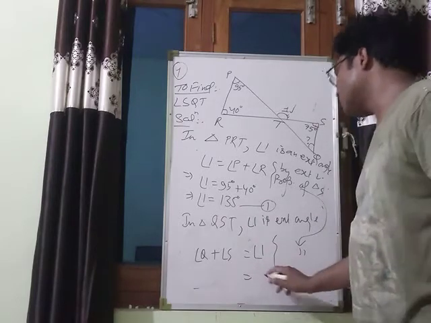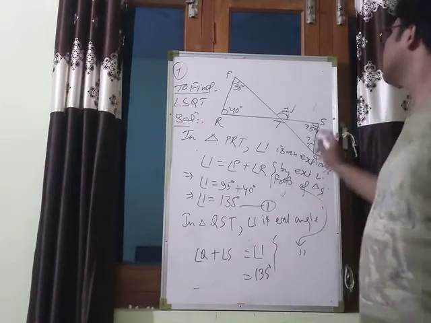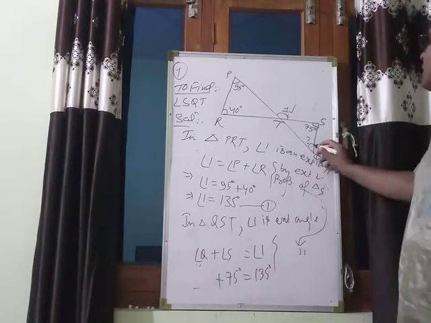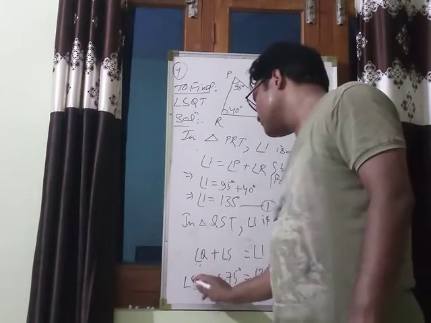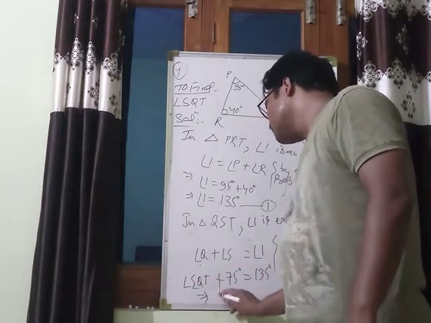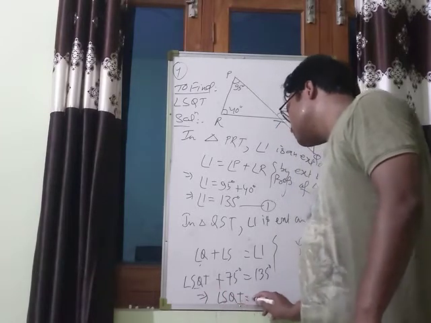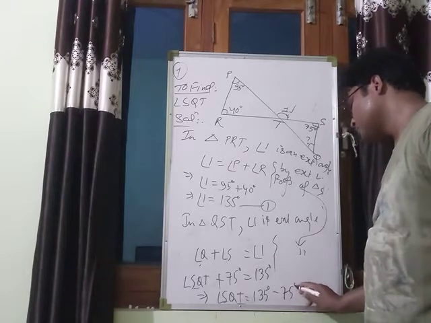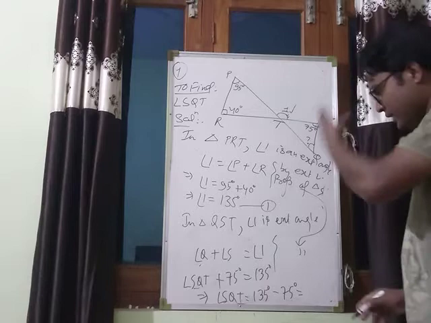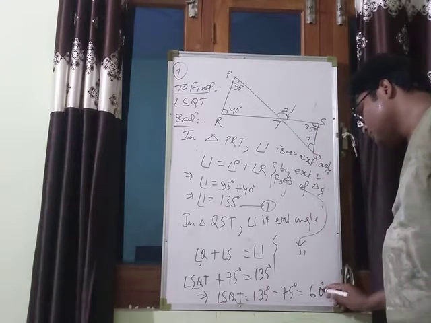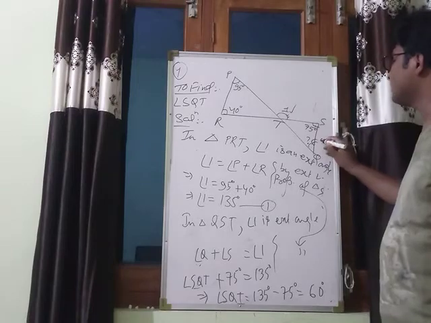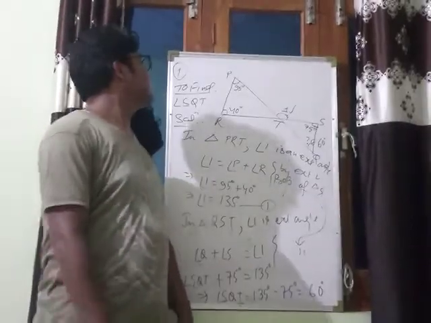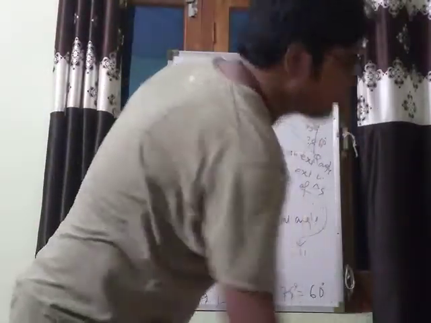So angle 1 is 135 and this is S, 75, and this is Q. Q is read as SQT. So from here, angle SQT is equal to 135 minus 75. So what will it become? That is 60 degrees. So the measurement of this one is 60 degrees. Okay. Now read question number 6. Last question. Question number 6.